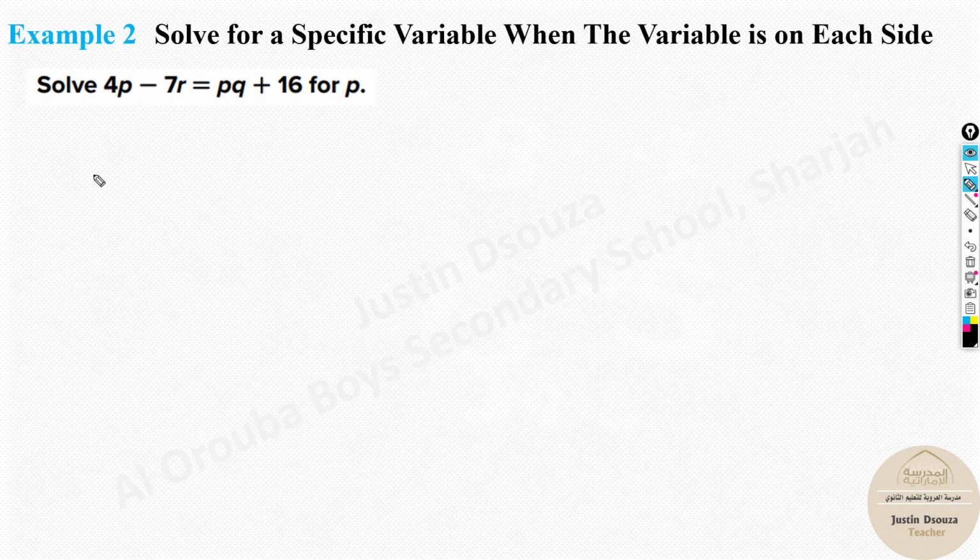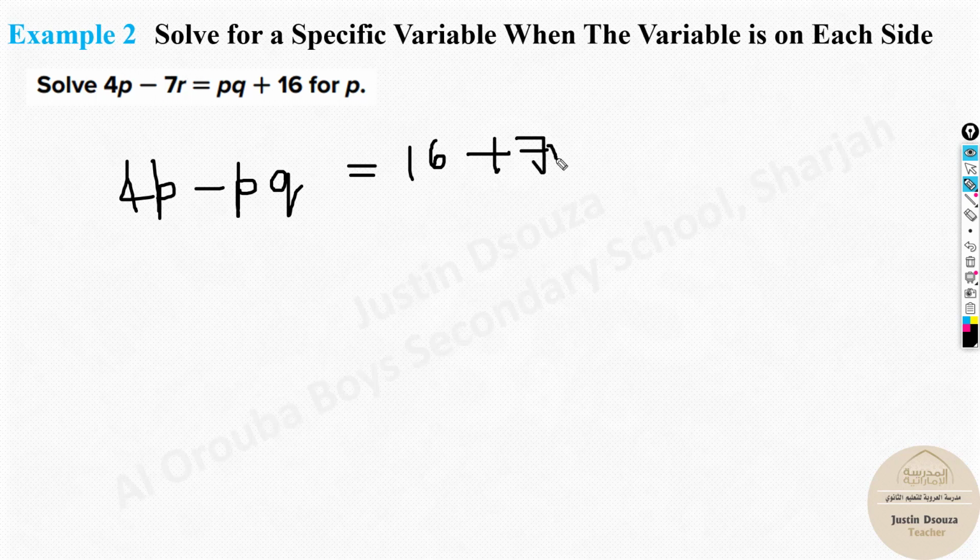7R I don't want, I'll take it to the other side. It will be 4P. I need P's on one side, both the P and Q, right? I need P to the other side. So take it to the other side, it's going to be minus PQ, equals 16 over here as it is. But I want to take this R to the other side, right? 7R, it will become plus 7R.